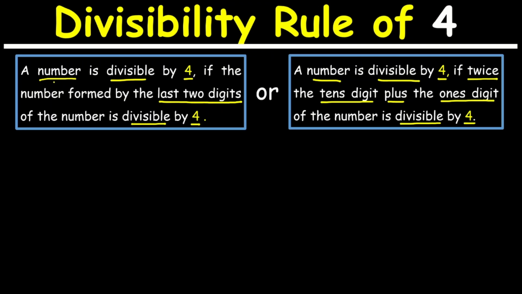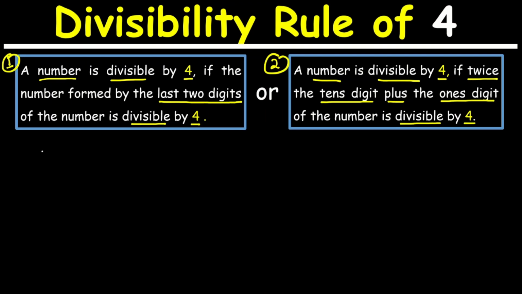The first rule is actually the most common rule you find in maths books and on the internet. But for some cases, the second rule is better than the first rule to test a number's divisibility by 4 easily. I will show you this with examples later on. Let's see now some examples to understand these rules.